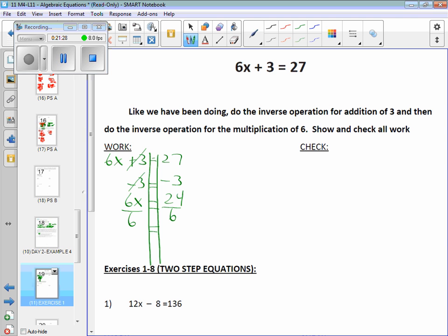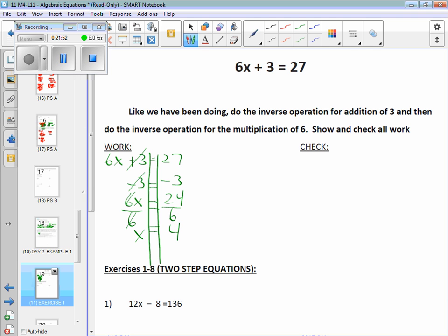Did I lose you, Jack? It's like what we did yesterday now. If we're multiplying x by 6, we're going to divide by 6. What cancels out, Aunt, on the left? 6. And then what's 24 divided by 6? 4.